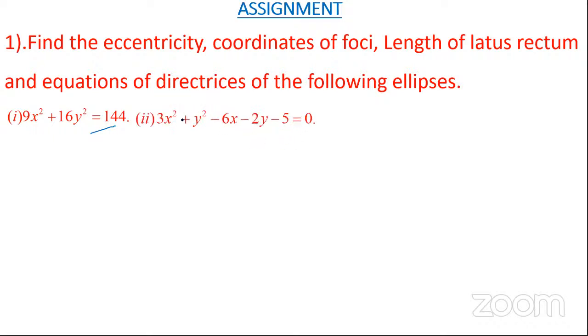Then the next is 3x square plus y square minus 6y minus 2y minus 5 equal to 0. You have to use the completing square method, then you will get the required answers. And this one is a different one, x square plus 2y square minus 4x plus 12y plus 14 equal to 0. Just solve the equations.